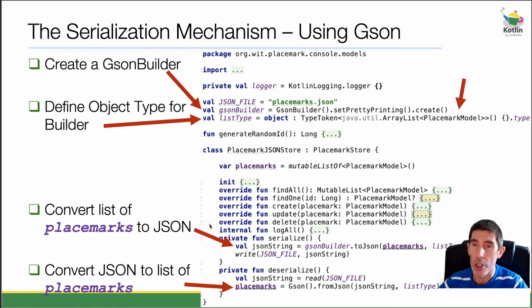And again, just to highlight, there are serialize and deserialize functions. That's how we convert that JSON string back into a list in the deserialize. So we have our from JSON, and then we have our to JSON, which will take that mutable list of PlaceMarks and convert it into a JSON string, which we then write out to a file. So that's how that works, and that's the overall mechanism.